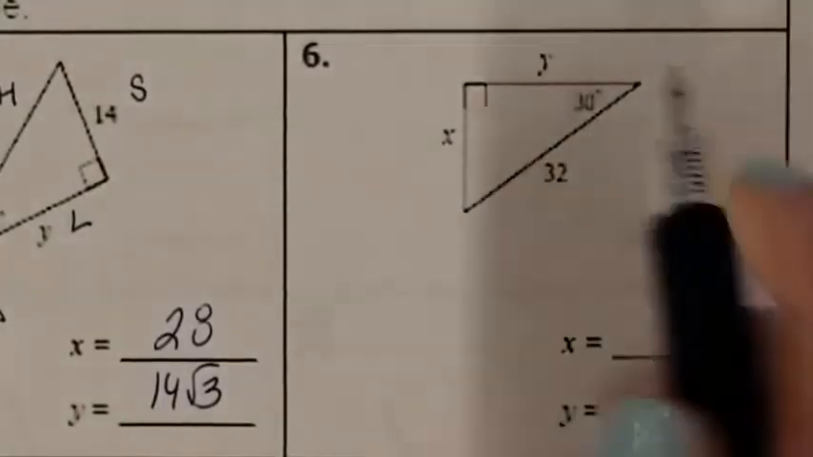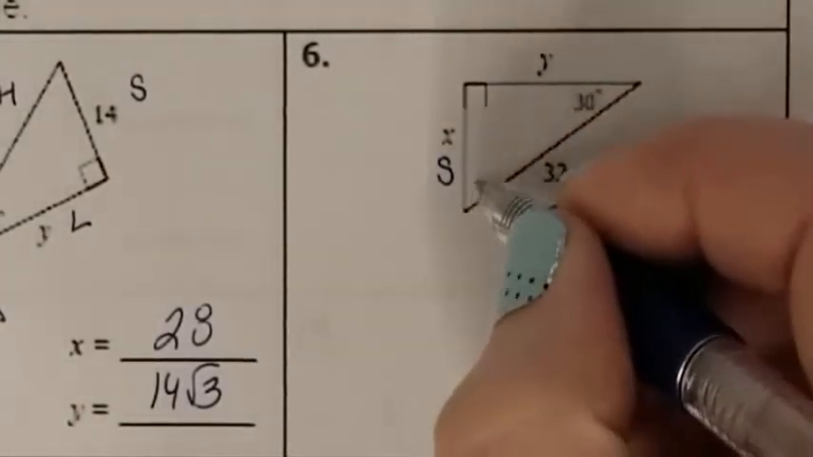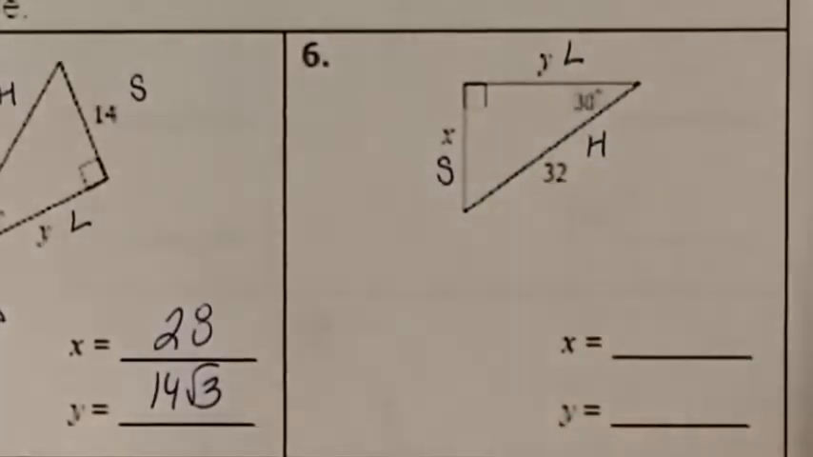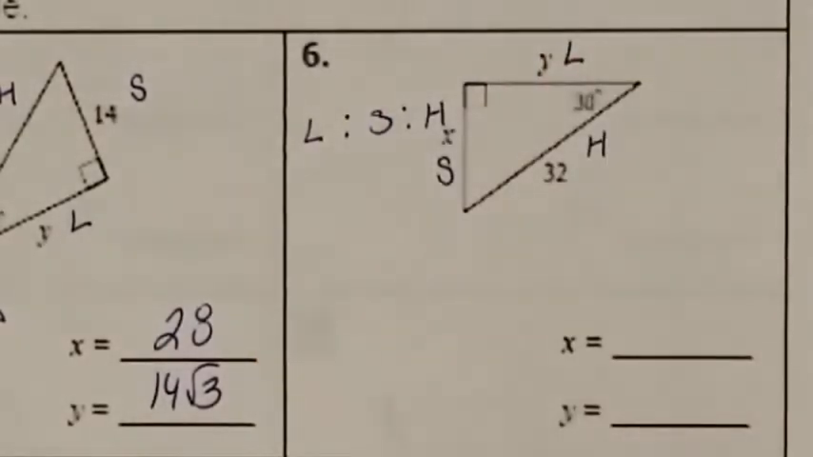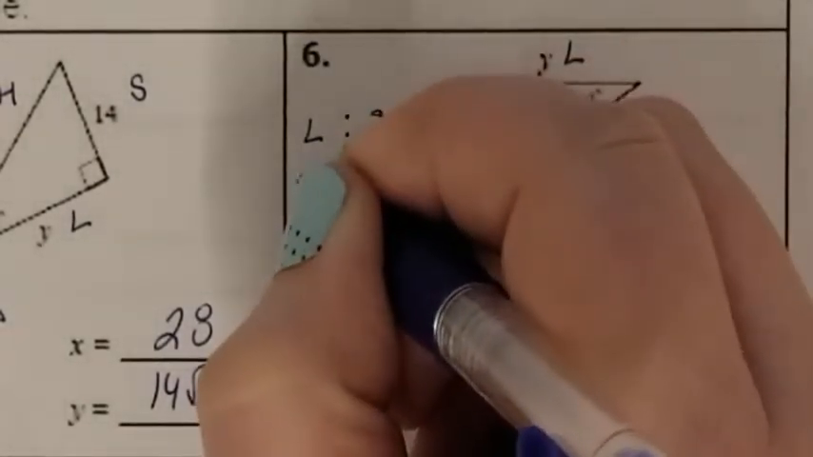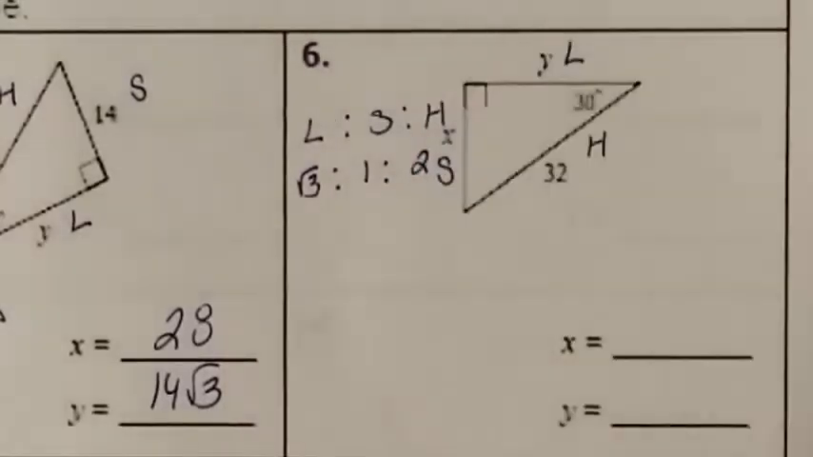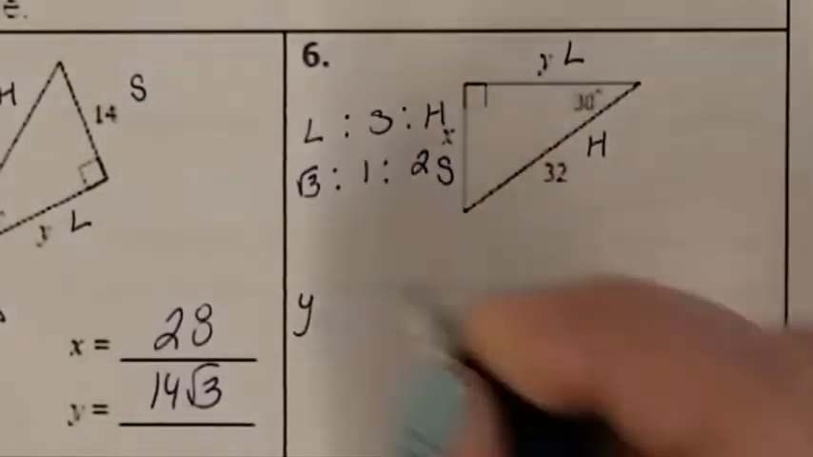Last one. 30 degrees is always immediately across from the short, which meant this is 60. This must be long. Immediately across from the 90 is always my hypotenuse. So I have my long to short to hypotenuse ratio. My long is always root 3. My short is always a 1. My hypotenuse is always a 2. Do I know my long leg? I don't. My long leg is a y.